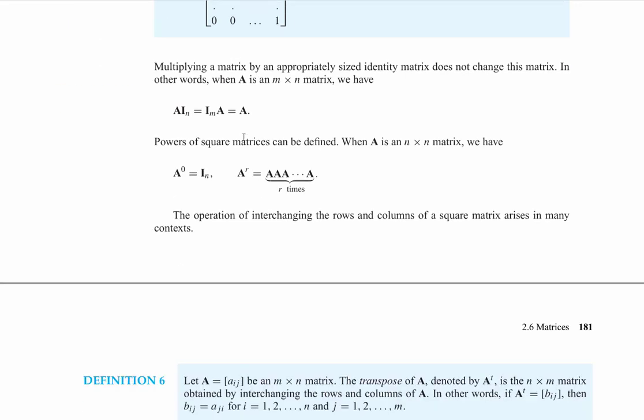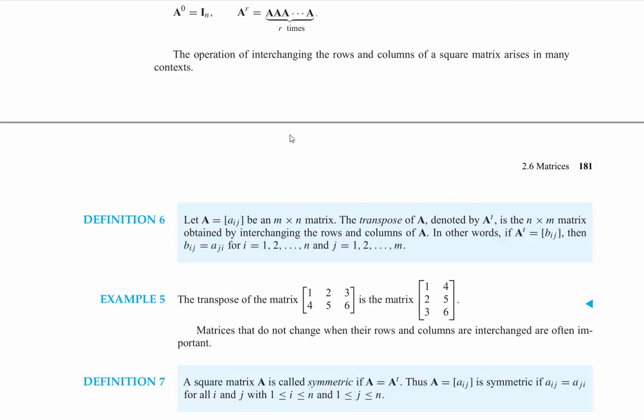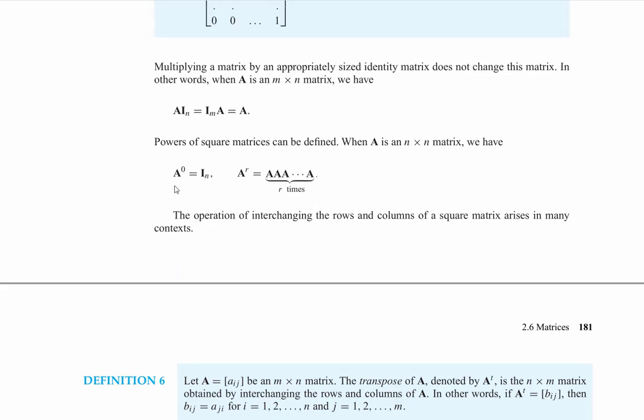Okay, so there's the identity again, powers. Just like the 0th power of a number is 1, the 0th power of a matrix is the identity matrix.